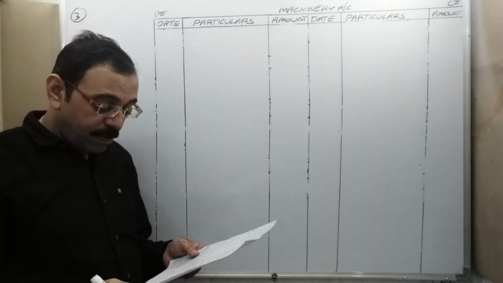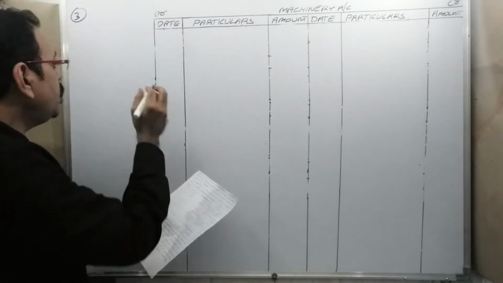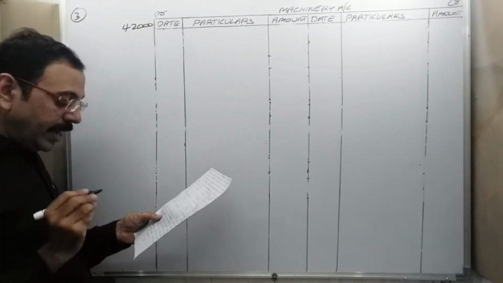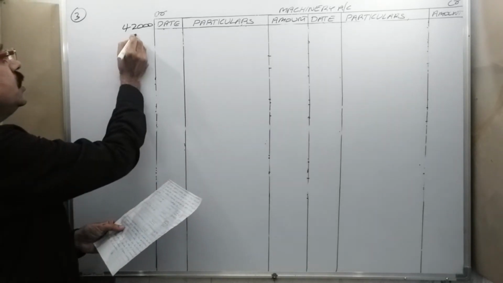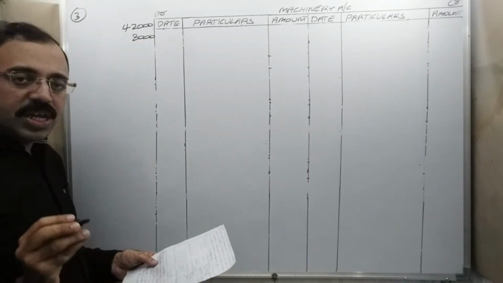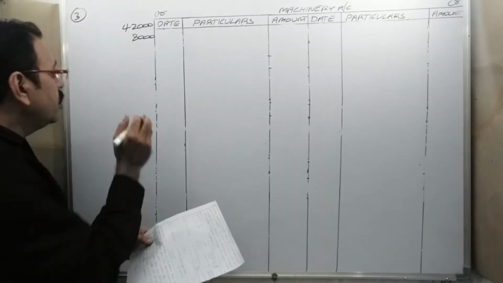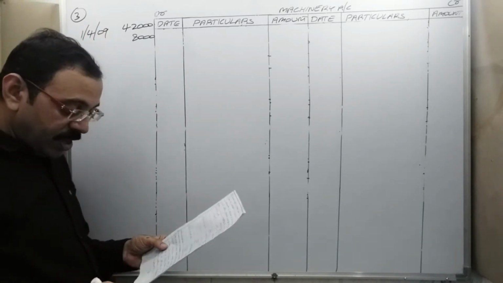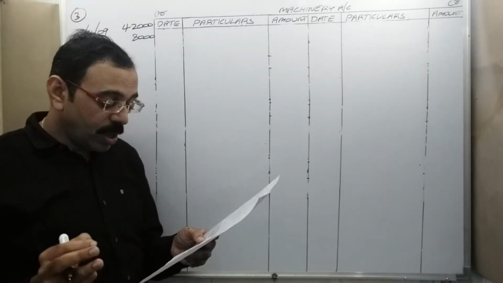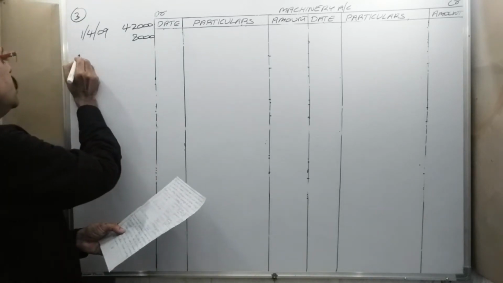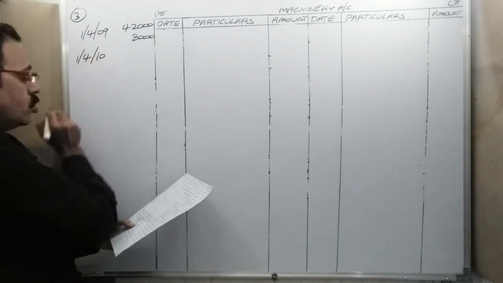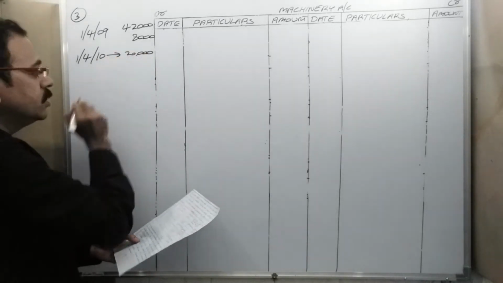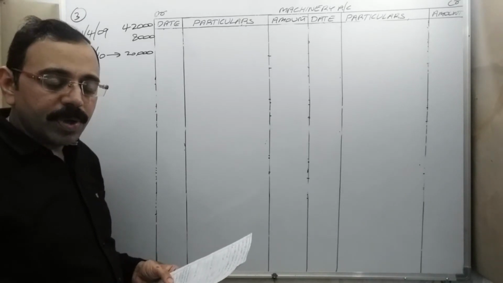Kiran and Sons purchased a machine for 42,000 rupees and paid 8,000 for its erection. Erection charges means installation charges, on 1st April 2009. Additions are made to the machine on 1st April 2010 for 20,000 rupees. This is a new point in this problem.